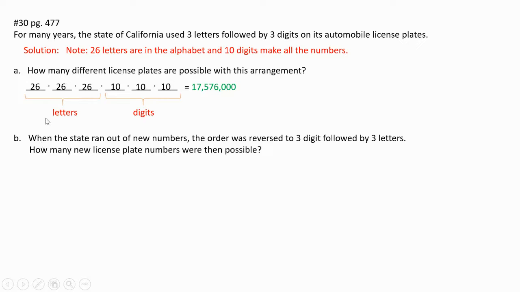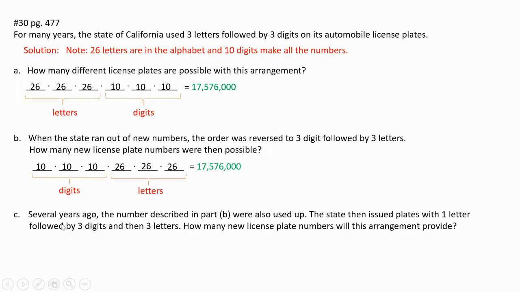Now for part B, when the state ran out of new numbers, the order was reversed to 3 digits followed by 3 letters. How many new license plate numbers were then possible? So we switch the order, digits and letters. So again, it's going to be 10 times 10 times 10, and 26 times 26 times 26. And here, guys, it doesn't matter the order, so we get the same result, which is 17,576,000.